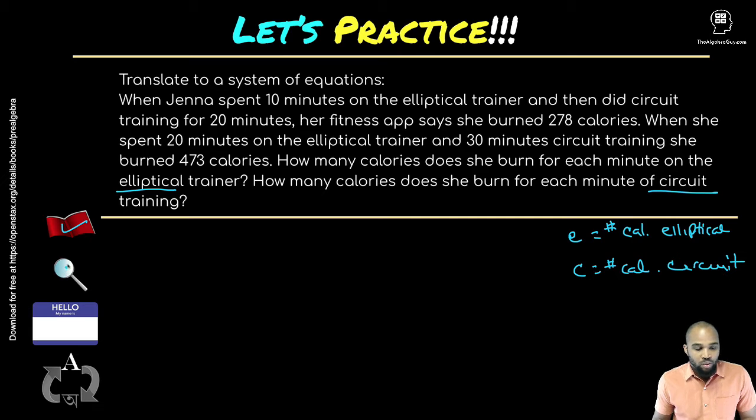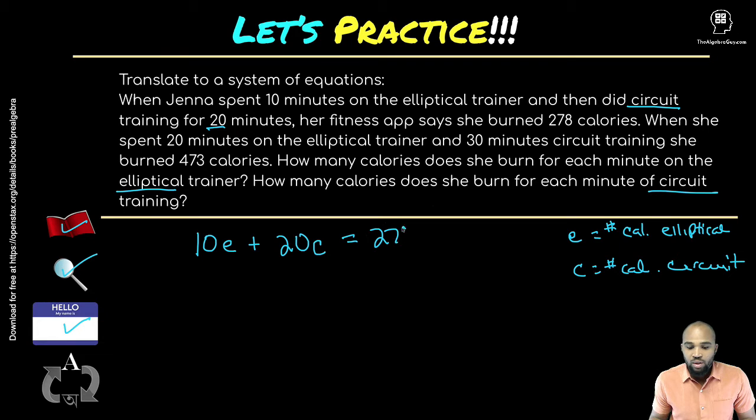So we read it, we've identified the question, and we gave some variables for it. So let's set this up. 10 minutes on the elliptical training, so 10 times E, which is our elliptical trainer. So I got 10 times E, the number of calories she's burning for the elliptical training, plus 20 times C, her circuit training, and it gave her 278 calories.